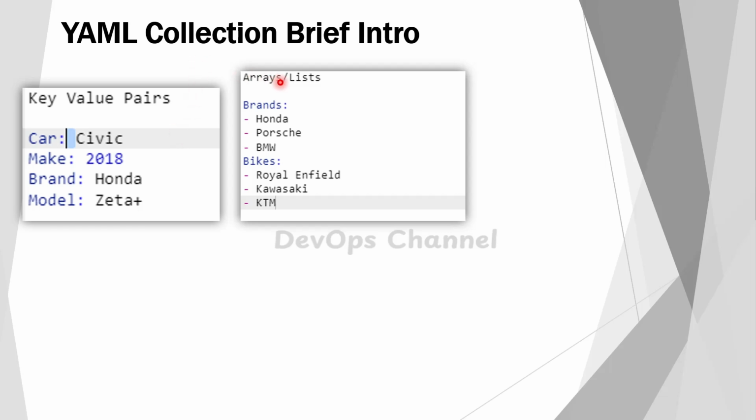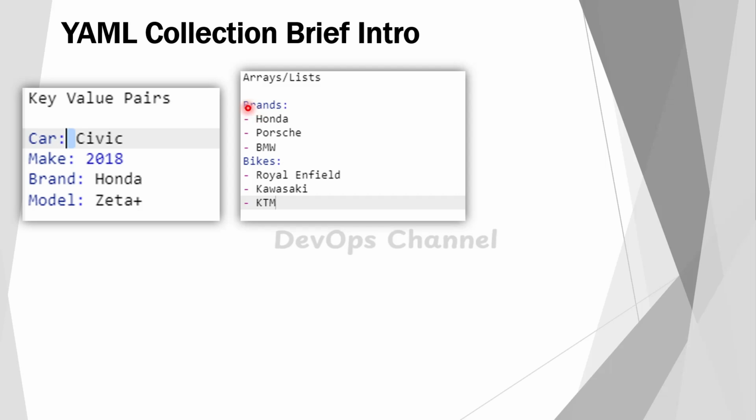Now let's move ahead and check the different types of collections. Here come the arrays or lists, which are ordered. Suppose you want to describe an array of brands: brands, then a colon, and then you give a hyphen. These hyphens should be on the same line. You can give one or two spaces and that is also fine, but there should not be a tab space, so keep that in mind.